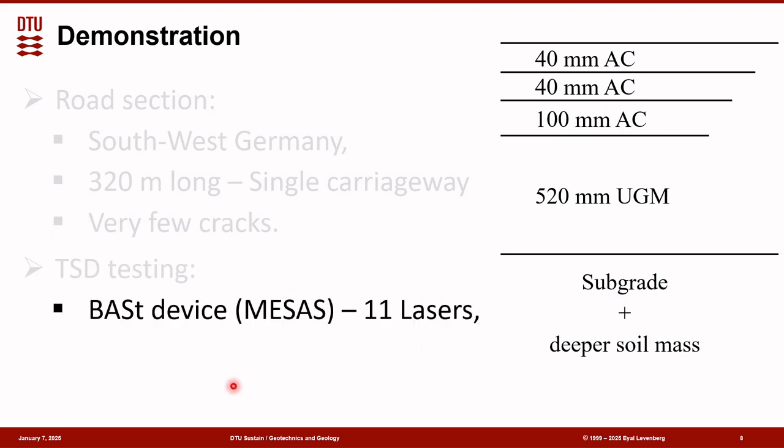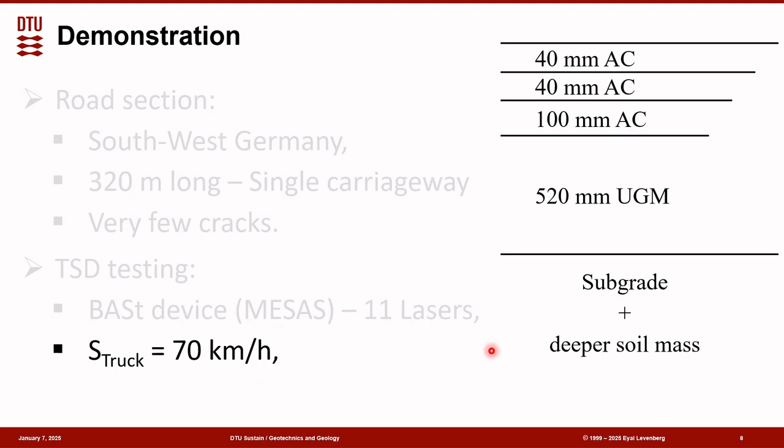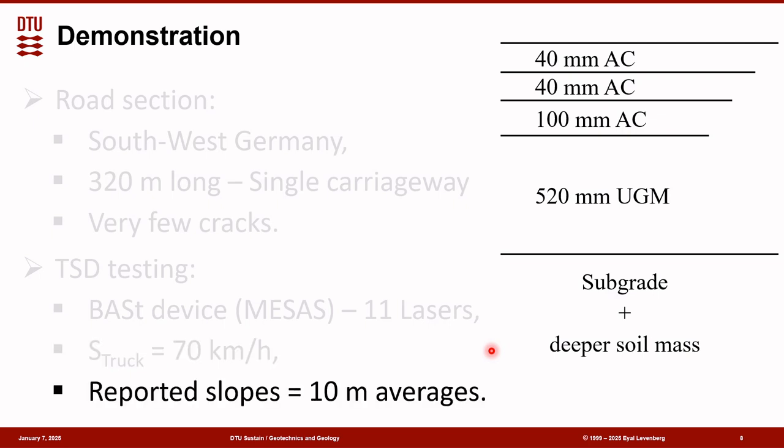The TSD device, the specific one that was used, was a BAST TSD device called the MESAS. It has 11 lasers. The truck was traveling over the section at a constant speed of 70 kilometers per hour, and we used the slopes that were averaged every 10 meters. So we have, in fact, 32 sets of slopes.